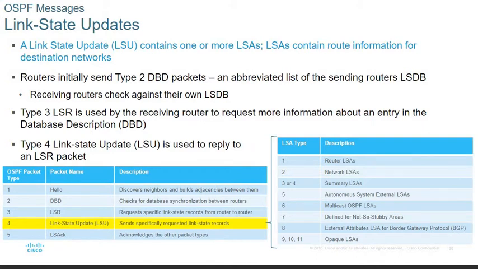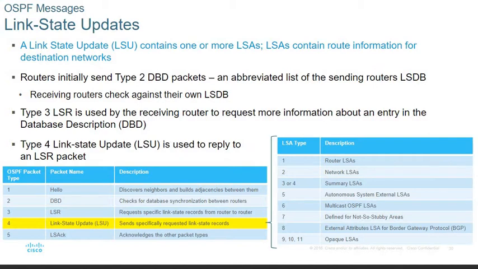OSPF Messages: Link State Updates. A link state update, LSU, contains one or more LSAs. LSAs contain route information for destination networks. Routers initially send Type 2 DBD packets, an abbreviated list of the sending router's LSDB. Receiving routers check it against their own LSDB. A Type 3 LSR is used by the receiving router to request more information about an entry in the database description, DBD. A Type 4 link state update, LSU, is used to reply to an LSR packet.